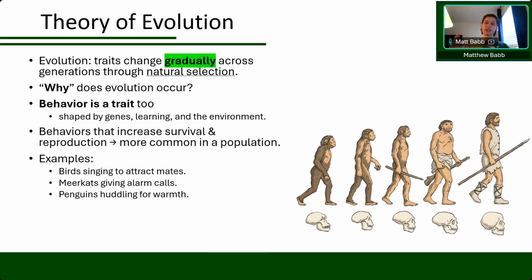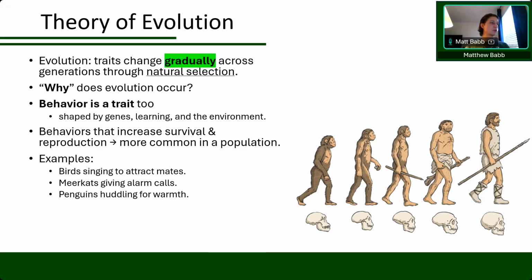If something is beneficial or increases survivorship or reproduction, then it's likely to be passed on. If you do this over millions and millions of years, then evolution occurs. Now, a lot of focus on evolution is on physical traits, but behavior can be shaped by evolution too. Behavior is simply a trait. It can be determined by genes, learning, or one's environment. Behaviors that increase survival and reproduction will be more prevalent in a population, allowing them to be selected for.